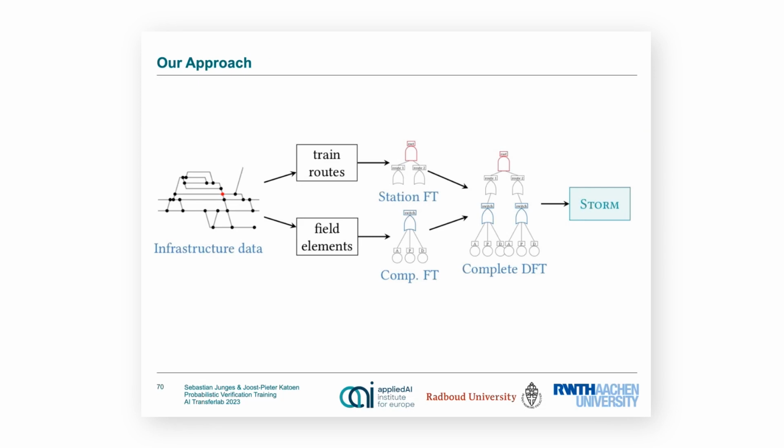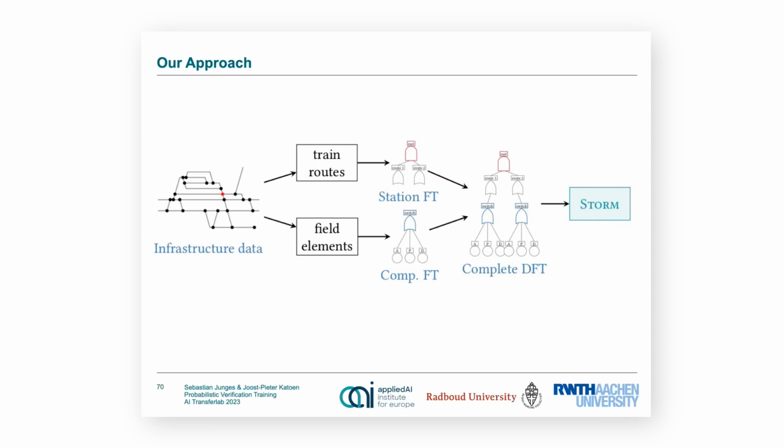Good. So what was the approach we took? We took as input these infrastructure data. We literally took those data that, for instance, Deutsche Bahn has as its availability. For that, we developed fault trees for the different possible train routes and for the different field elements. We looked at what is the reliability, what is known in the literature, what is known from the experts on those different components, and they were modeled in fault trees.